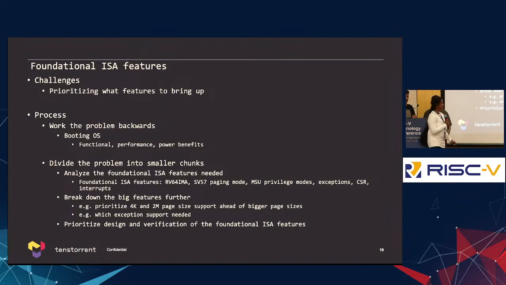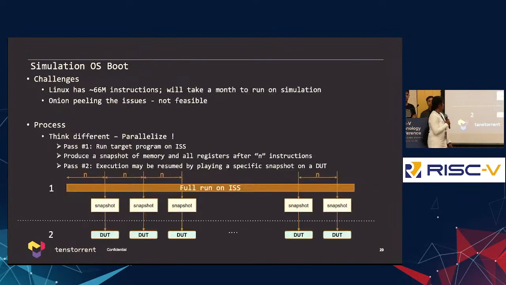So we started analyzing the foundational ISA features, and we saw that the foundational ISA features to boot Linux would be RISC-V 64 IMAC, and we needed at least one paging mode to be up, and also the privilege modes, and the exceptions, interrupts, etc.